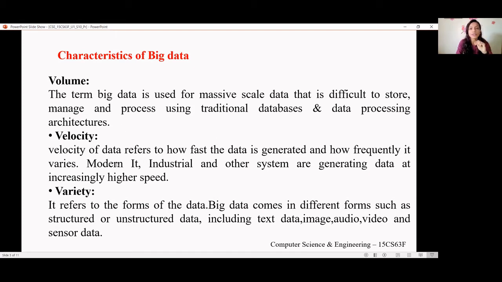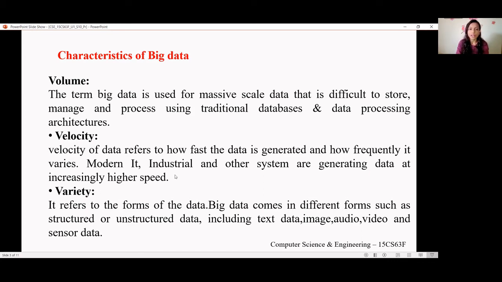Second is velocity. Velocity of data refers to how fast the data is generated and how frequently it varies. Volume is the size, velocity means how fast it is generated. See, if you're using an Instagram account, so many people are there. How much data is getting generated? Yes or no? Or Facebook. So many people, whenever they're free, just click and upload so many things. Using that data, we can understand so many things about that person. So velocity means how fast the data is generated and how frequently it varies.